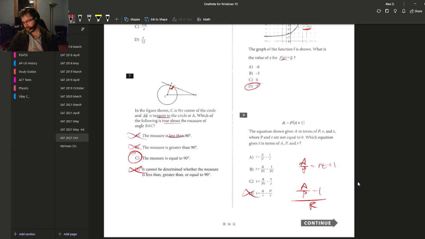Let's simplify this. We can split the denominator and do a over p over r, but remember that's the same, like on that other question, it's the same thing as dividing by 1 over r minus 1 over r again. So that's a over pr minus 1 over r.